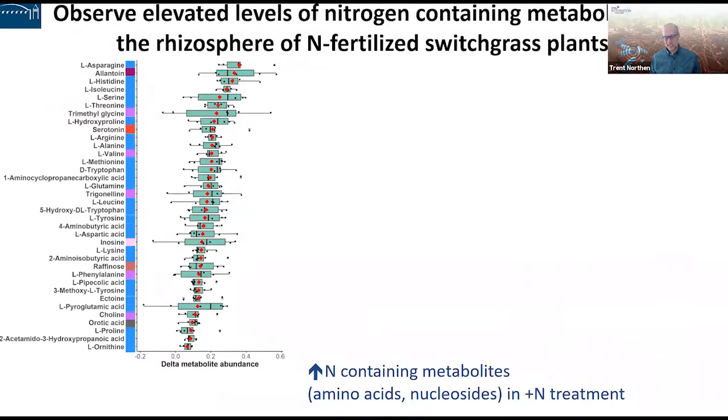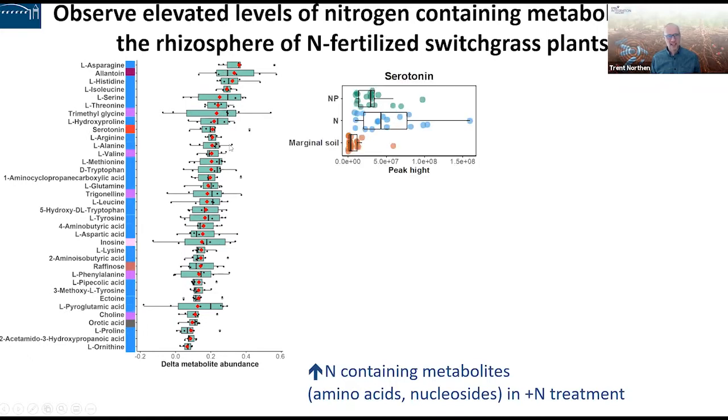Now, not surprisingly, when you add nitrogen amendments, you start seeing more nitrogen containing compounds. And so this is the increase versus the marginal soil once it's been nitrogen amended. And you see many amino acids that are more abundant.